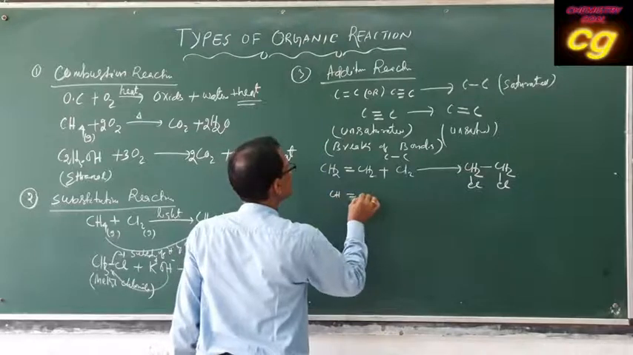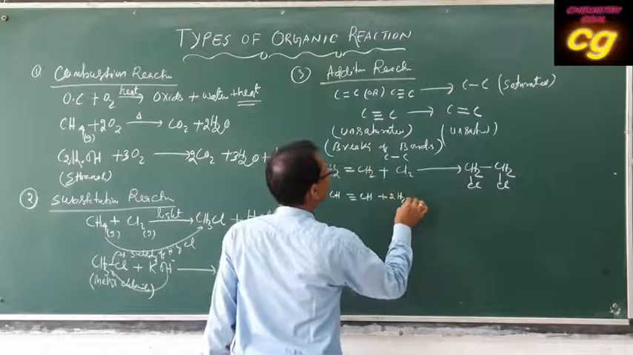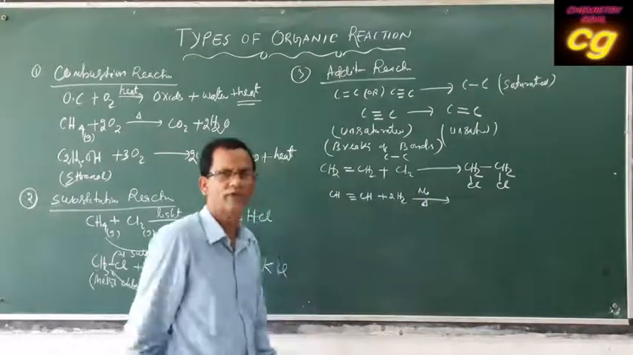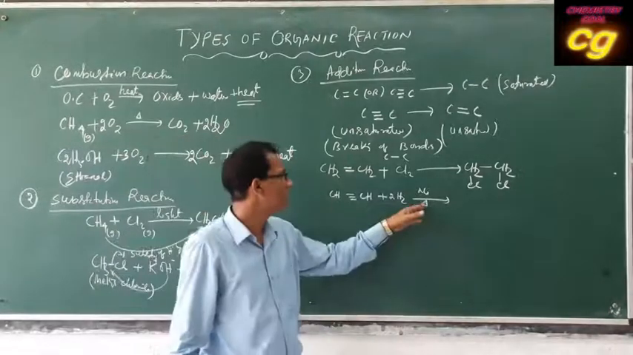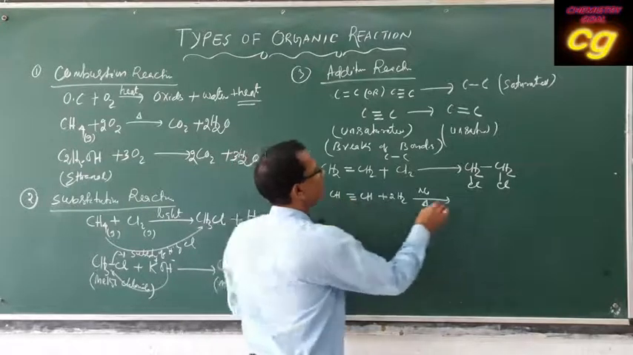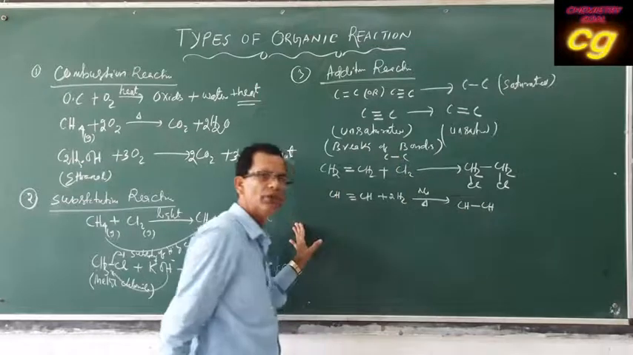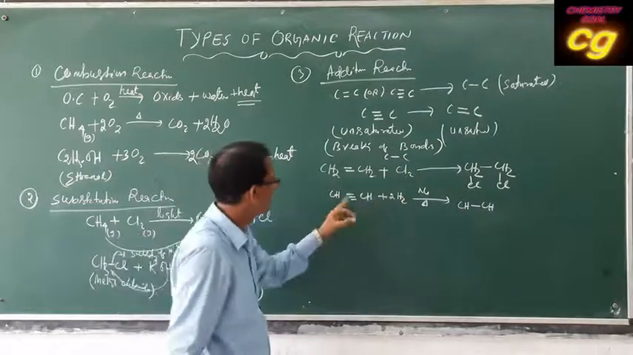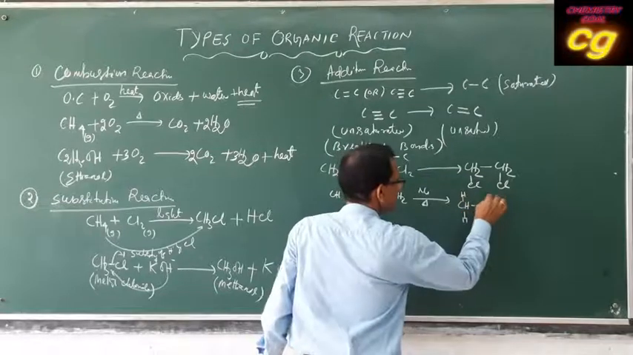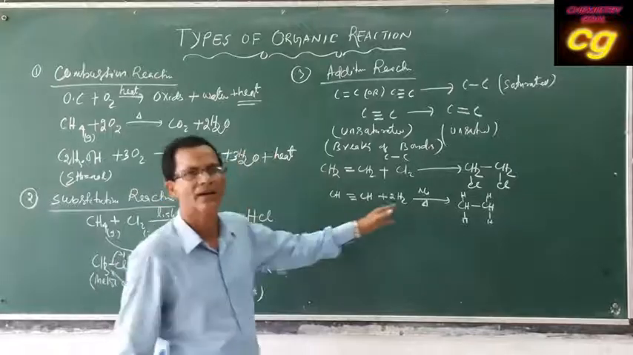If you take CH triple bond CH plus 2H2 in the presence of nickel and heat, these are the conditions for the organic reaction. Heat and nickel metal are required. Here, the triple bond, as I already told you, you keep it as a single bond. Then hydrogen is added here, one hydrogen on this side, the other on that side.